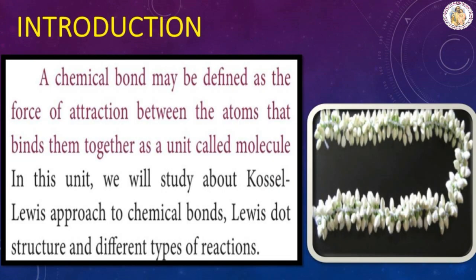How to define chemical bonding? For example, flowers are held together by a thread. In the same way, atoms are bound together by a bond. That bond in between the atoms is a force of attraction. So, what is a chemical bond? A chemical bond may be defined as the force of attraction between the atoms that binds them together as a unit called molecule. In this unit, we will study about Kossel-Lewis approach to chemical bonds, Lewis dot structure and different types of reactions.